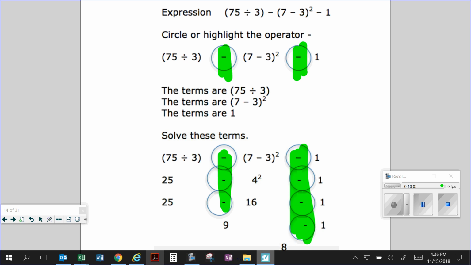How would you solve the middle term? 7 minus 3 is 4. And what is 4 squared? 4 times 4 is 16. And the last term is just 1. So 25 minus 16 is 9, minus 1 is 8. We do not do all of PEMDAS, actually, like looking for the parentheses, and looking for the exponent. That is way too much thinking for us. What we do is solve it just like in algebra, separating terms and operators.